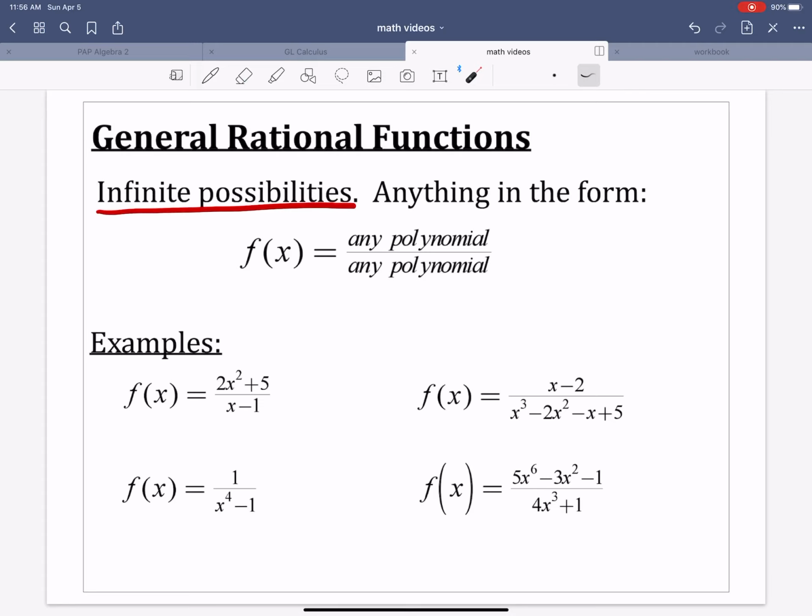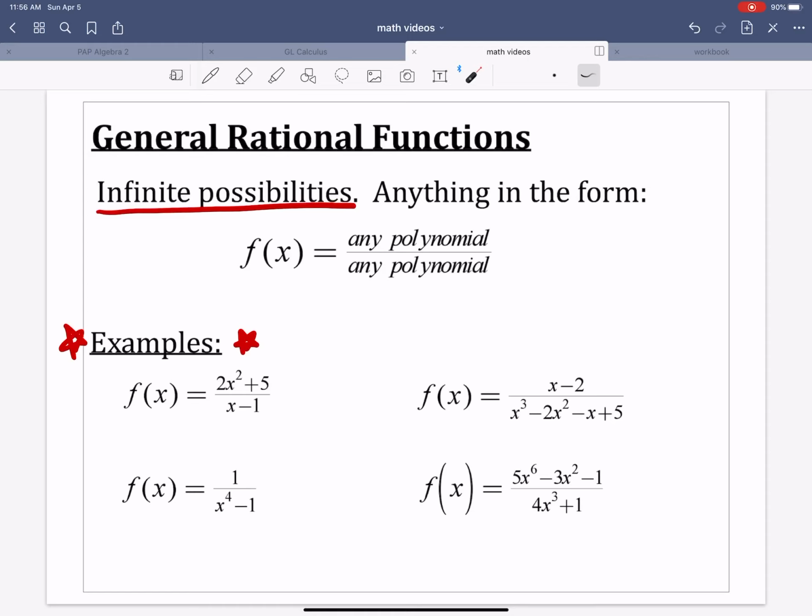What I did here is I just came up with 4 pretty simple different types of functions where you've got a different type of polynomial on the top and a different type of polynomial on the bottom. We're not going to solve these right now. We're not going to do anything. This is just for you to look at. This is just 4 of many different examples that you could see that are considered general rational functions.